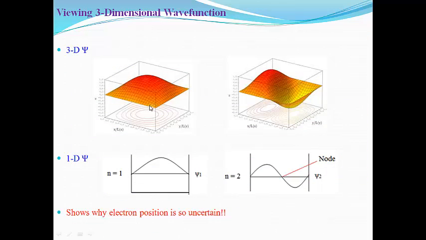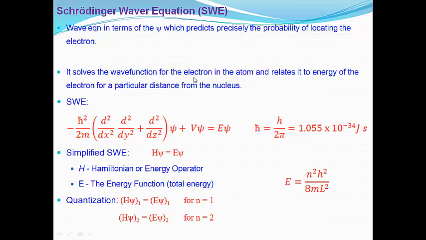But Schrodinger went on to propose the Schrodinger wave equation, where he links the wave function psi with the kinetic energy of the electron, which is dependent on the electron moving in all planes, the x, y, and z planes, and the potential energy V as well, and the total energy.